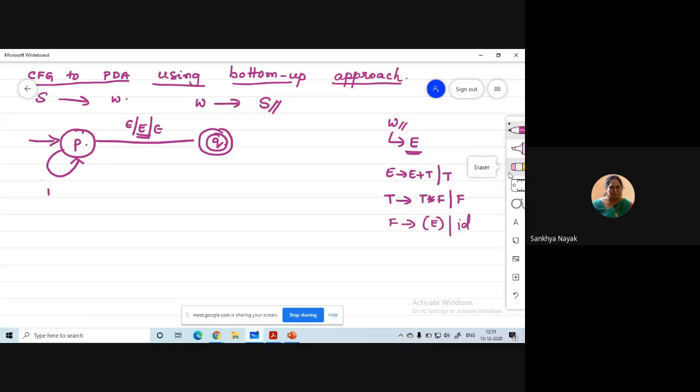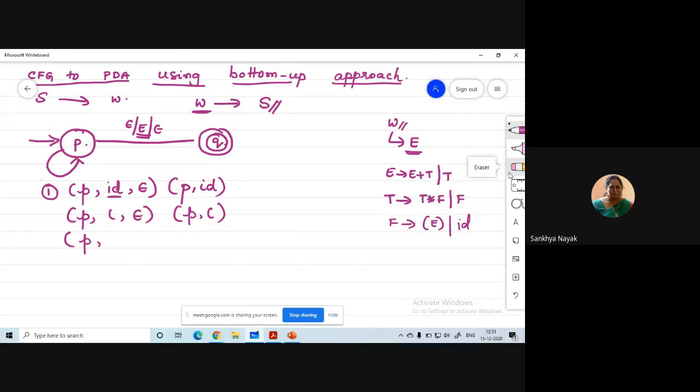So the first step here is, if you are in state P, and let us say your input is ID. I told you we start with W. In the earlier case, we started with S. Right? Here we are starting with the input directly. So if your input is ID, doesn't matter what is there in the stack, you are going to push that ID. Similarly, if you are in P and you get an open bracket, doesn't matter what is there, you are going to push the open bracket.